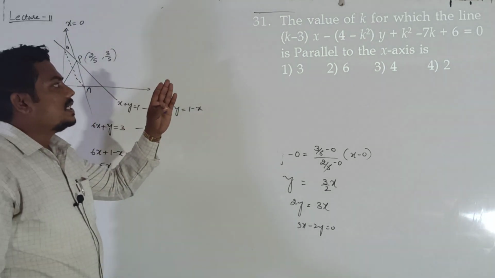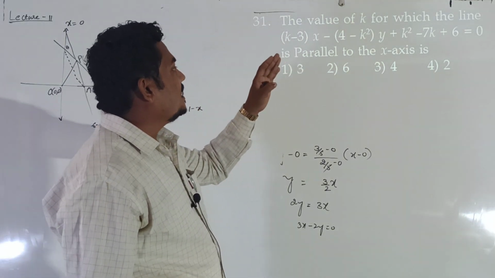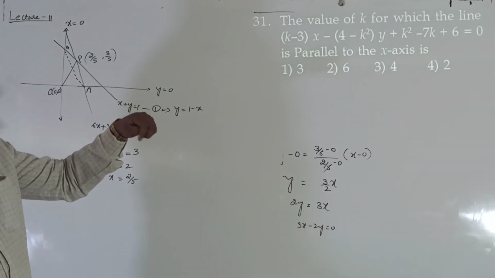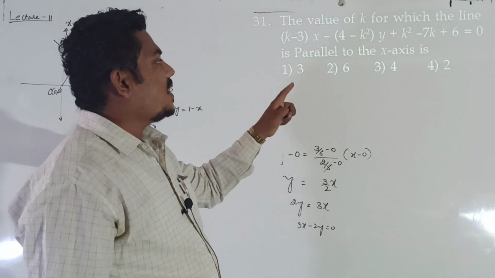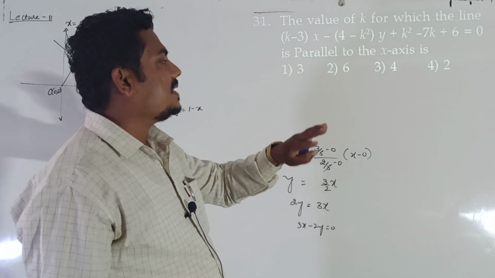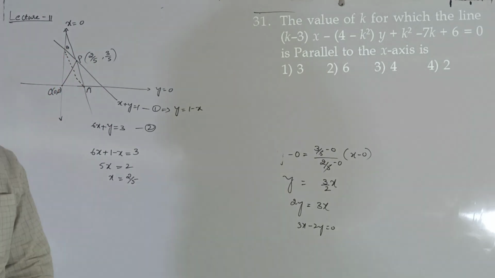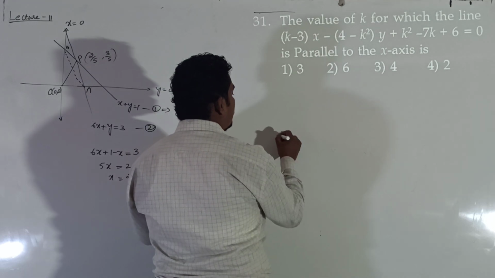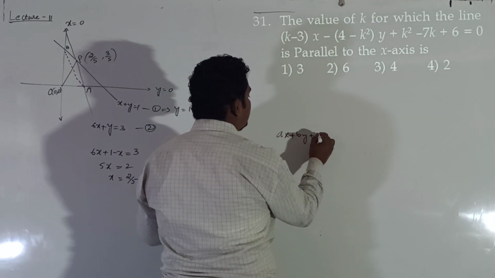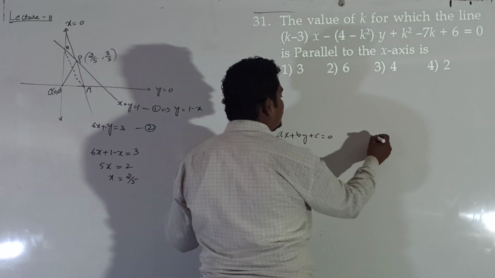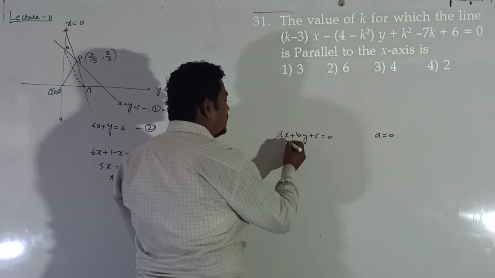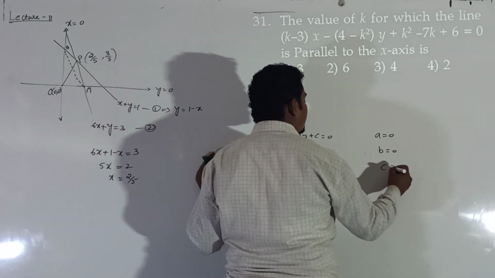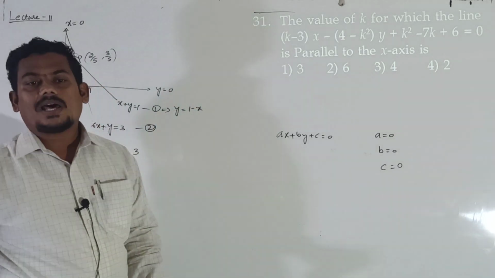Question number 31. The value of k for which the line (k minus 3)x minus (4 minus k square)y plus k square minus 7k plus 6 equal to 0 is parallel to x-axis. Already you know, if a line is parallel to x-axis, then what is the condition? If ax plus by plus c equal to 0 is parallel to x-axis, then coefficient of x is 0. If this line is parallel to y-axis, then b is 0. If the line passes through the origin, then the constant term is 0. Already you know this thing, right?